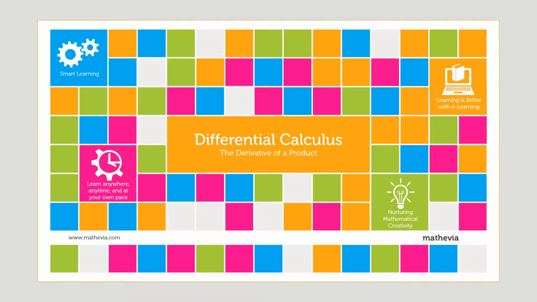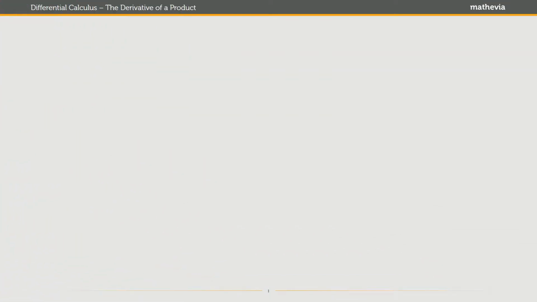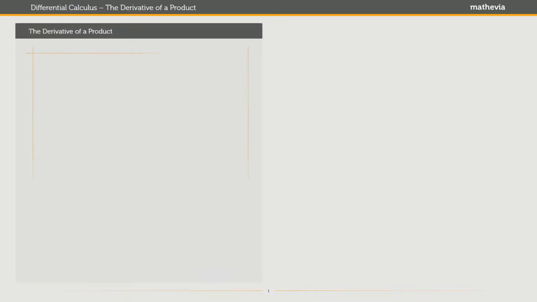Okay, let's jump right into the lesson. So, differential calculus, the derivative of a product. Now, consider this function y equals x squared minus 3 multiplying 5x plus 1. Now, what we have here is a product. So our function here is a product of two functions. The first being x squared minus 3 and the second 5x plus 1. So if you have a function like this and you're asked to find the derivative of this function, how would you go ahead with doing that?